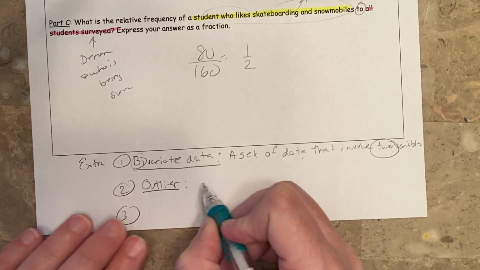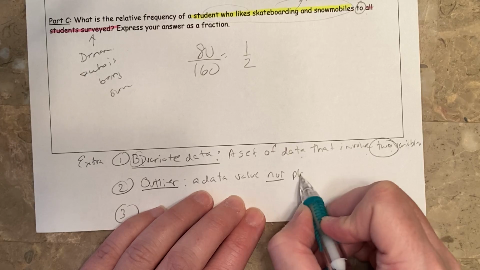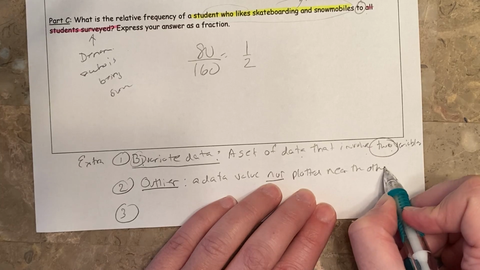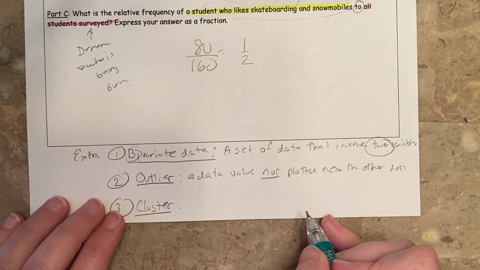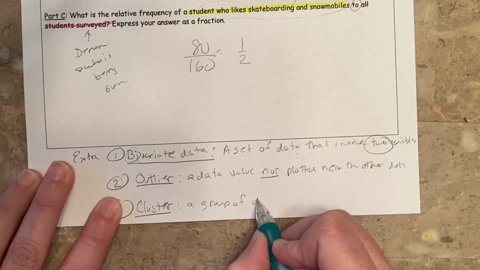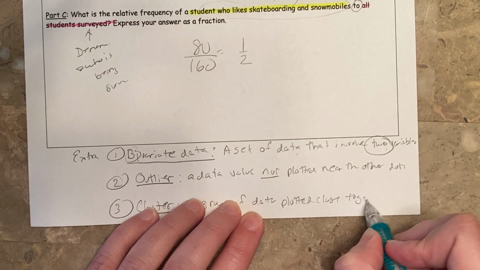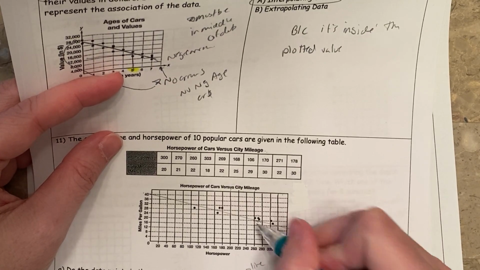Then you have the outlier. Remember, that's a data value not plotted near the other dots. Okay, and we kind of went over that in a question before because you'll have to give me one of those tomorrow. And then cluster, this will always be in the extra view, a group of data plotted close together. And we'll go over that in our extra view tomorrow. Just when the dots that are plotted, I don't really have any good examples, but you have a bunch of dots that are really all close together. That's going to be a cluster.